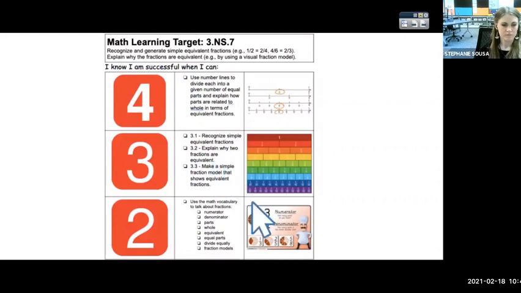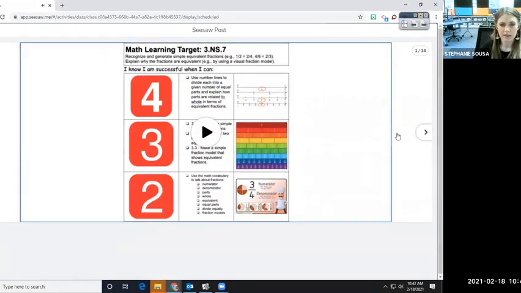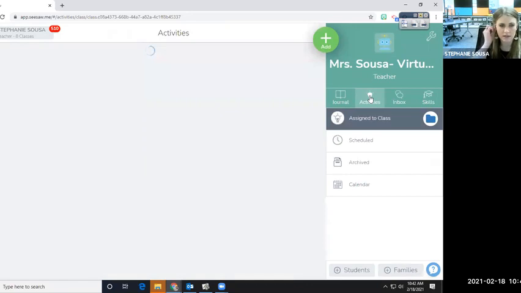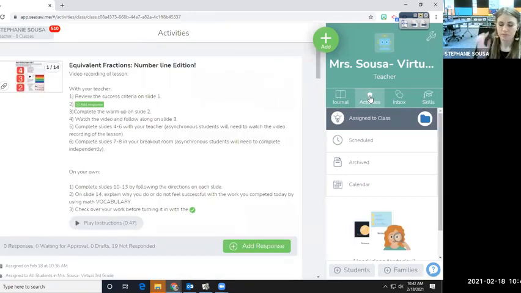We will use vocabulary such as numerator, denominator, equivalent, fraction models, and equal parts. All right, there's our vocab. Let's get to it. So we are going to complete this warm-up together on Seesaw. You'll need to click your activities bulb to refresh your feed. That will bring you up to an activity called Equivalent Fractions Number Line Edition. Go ahead and select that add response.